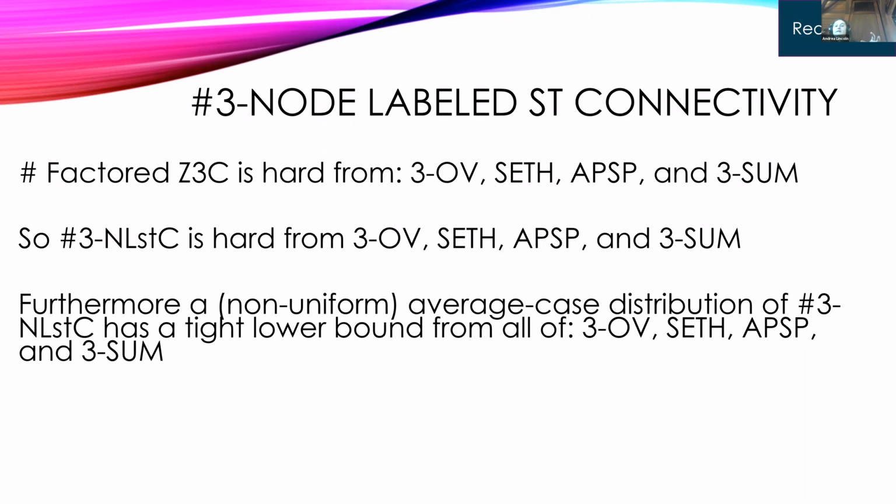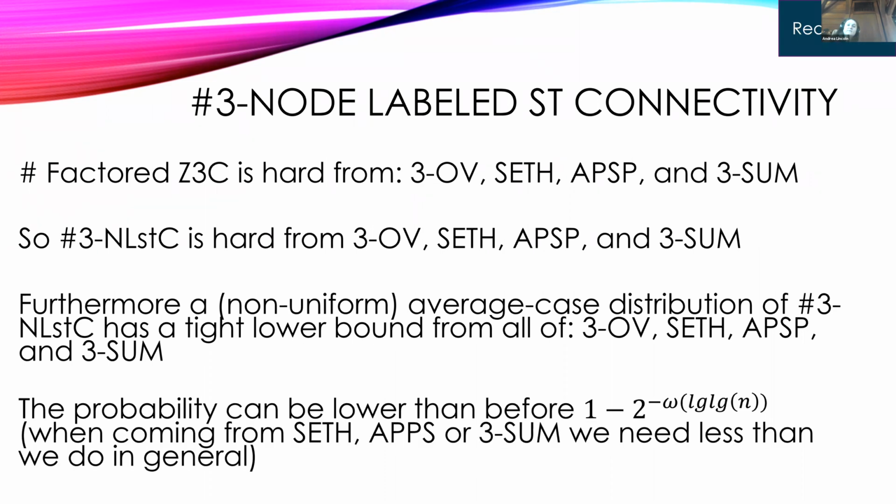So any reduction that goes from some problem that's hard on average is going to generate some average case distribution for your problem. And the probability can be lower than before because we're coming from specifically the 3SUM, SETH, APSP setting. We don't have a degree that's generically as high as it could be. We actually can use a degree that's lower and have a lower overhead as a result, and thus we can have a lower probability of success that we can stand.